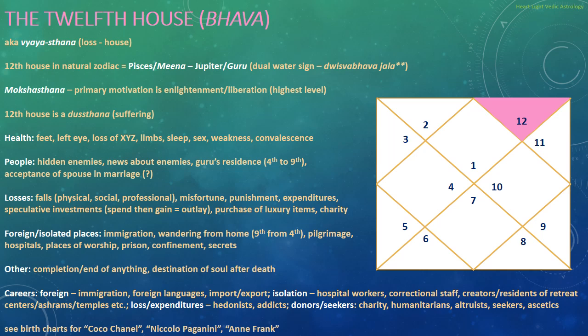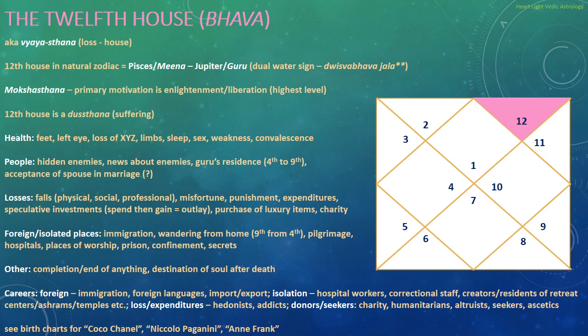Other things like hospitals, places of worship, because again, it's a bit of an isolated place where they kind of contain sick people, or places of worship. Usually there are worshipers there, so there's a specific subset of people. Prisons, it's an obvious isolated place, and confinement in general. So all of these things.